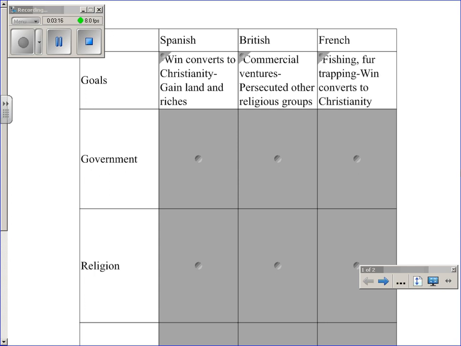And finally, the French. The French were out on the frontier. They were fishing, fur trapping, and their goal was to also win some converts to Christianity, but also they wanted to take advantage of the tremendous amount of resources that North America had to offer.